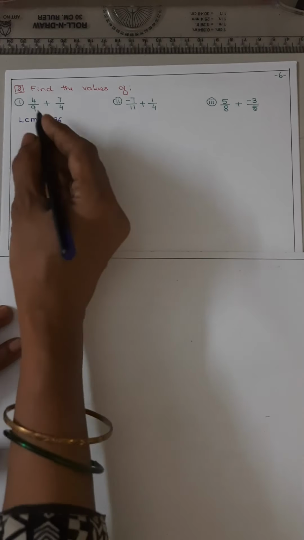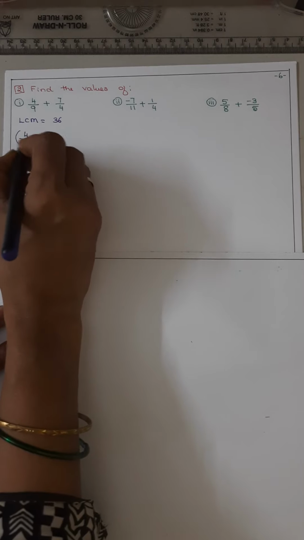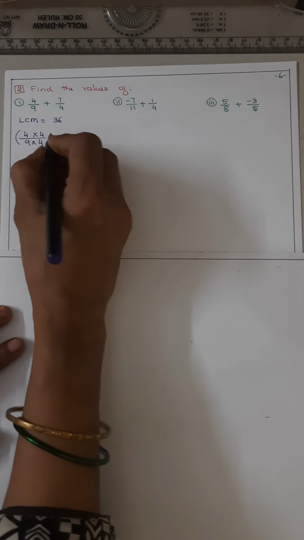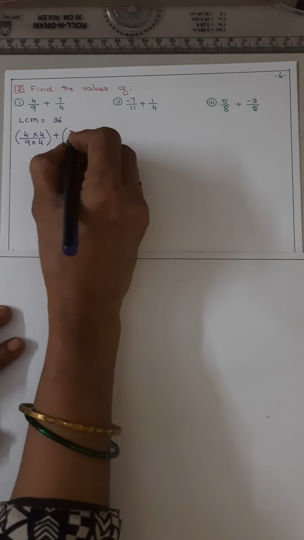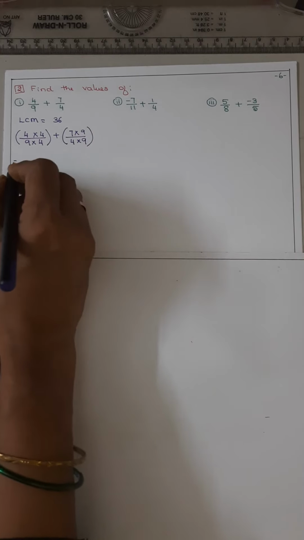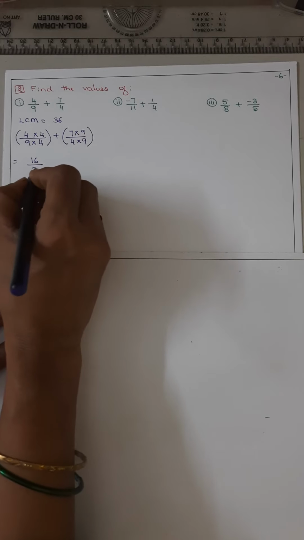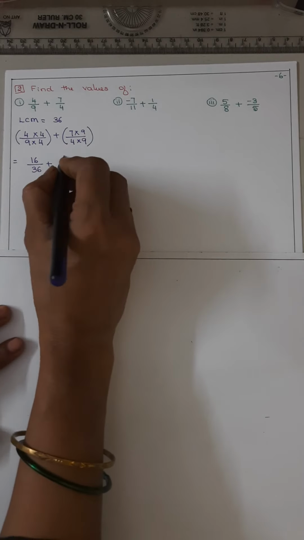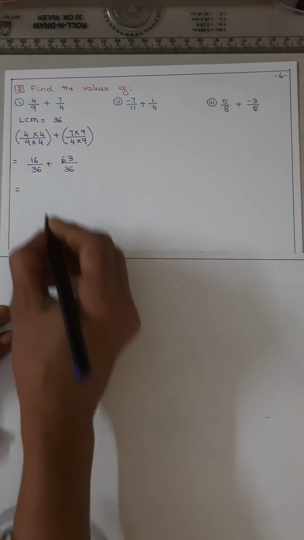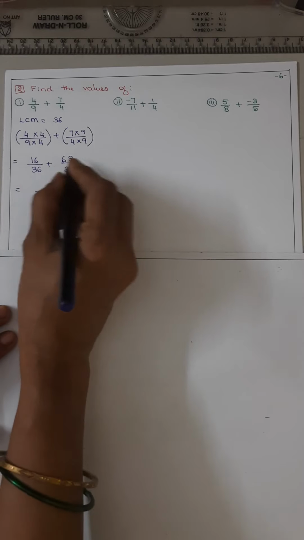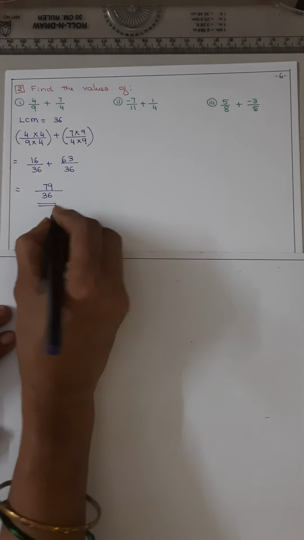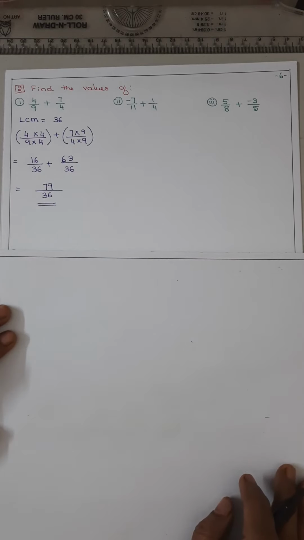So now convert. It is 4 by 9. 9 how much are 36? 4s are 36, plus 7 by 4. 4 9s are 36. Now 4 4s are 16 by 36 plus 7 9s are 63 by 36. Both are positive. Denominator is 36. 6 plus 3 is 9. 1 plus 6 is 7. Answer is 79 by 36.